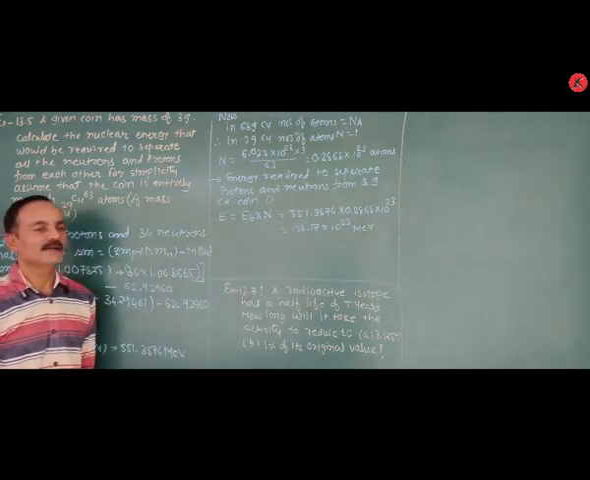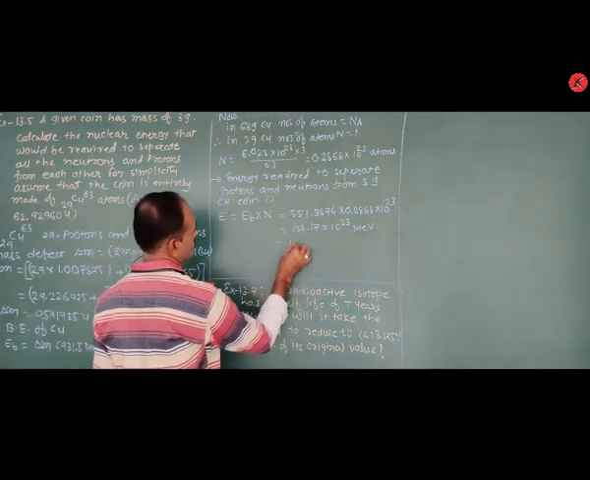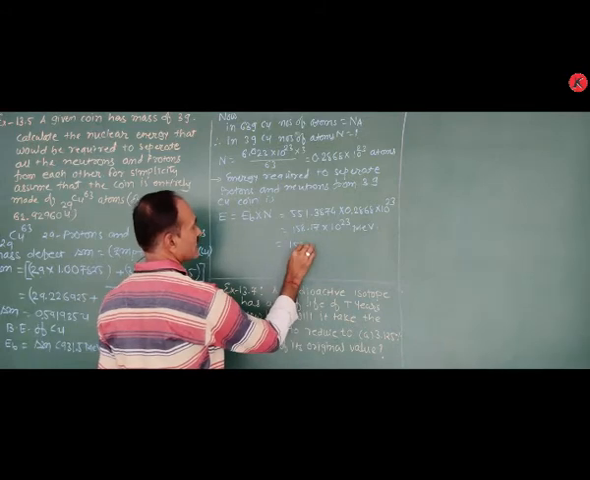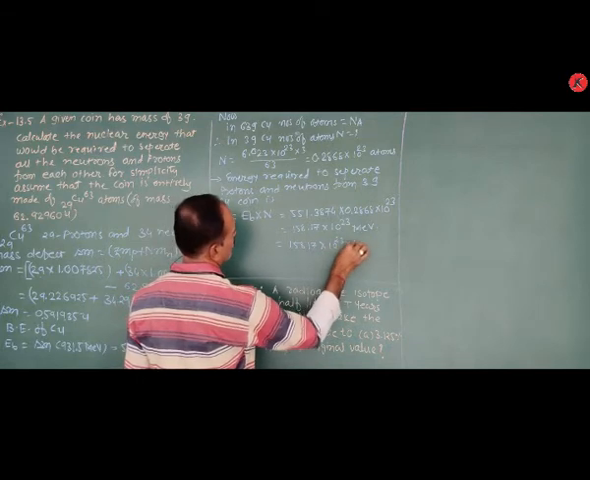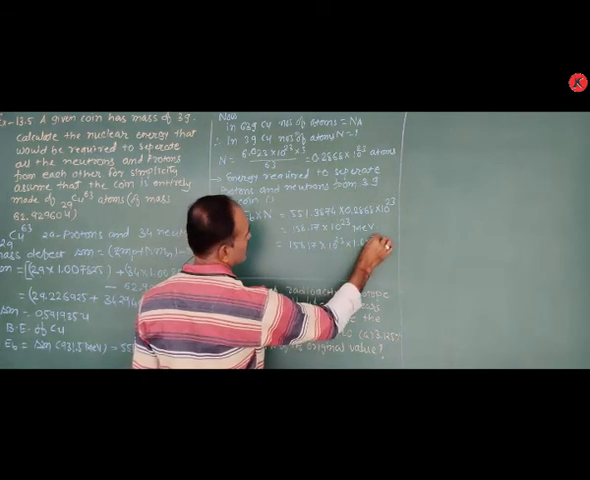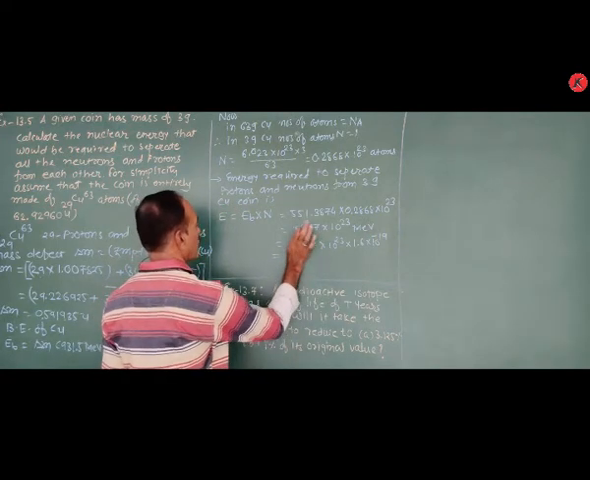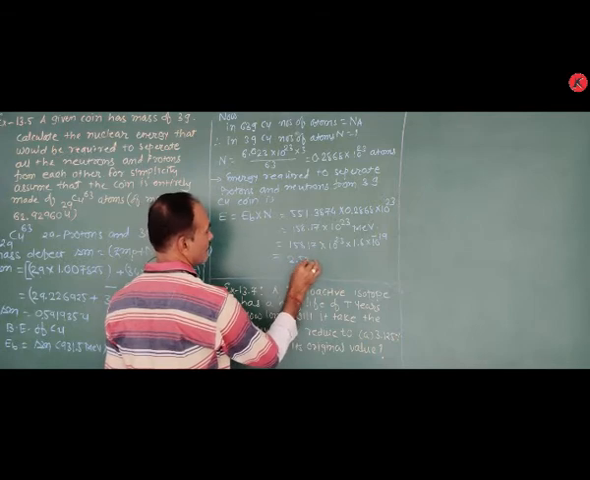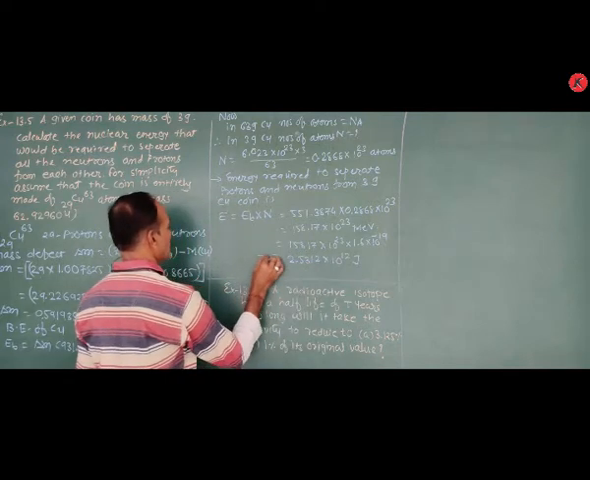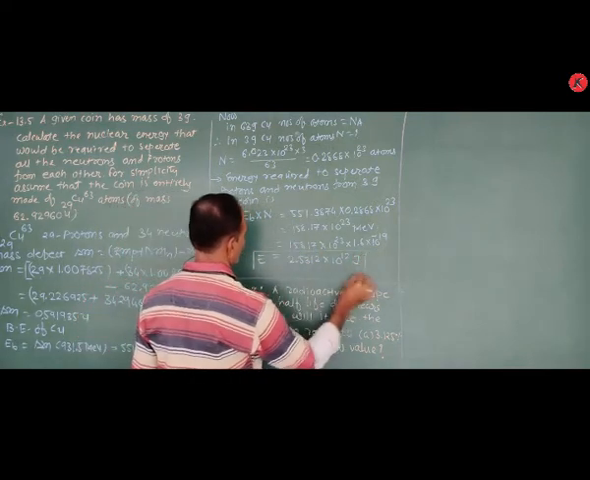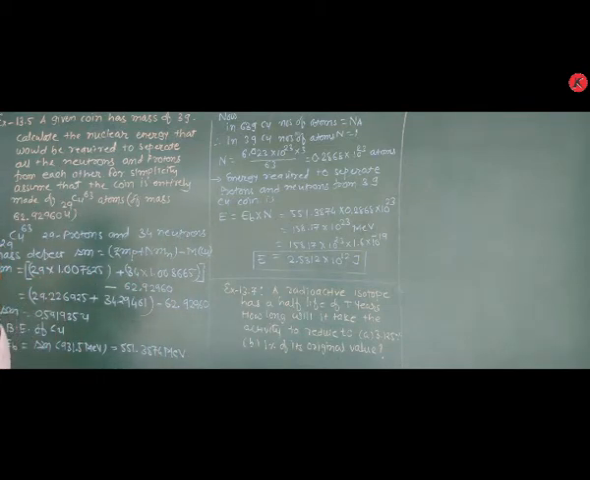Now convert into joule. Therefore, 158 into 17 into 10 to the power 23 into 1.6 into 10 to the power minus 19. So we obtain 2.531 into 10 to the power 12 joule. That much energy is required to separate the proton and neutron from 3 gram of copper coin. Right?